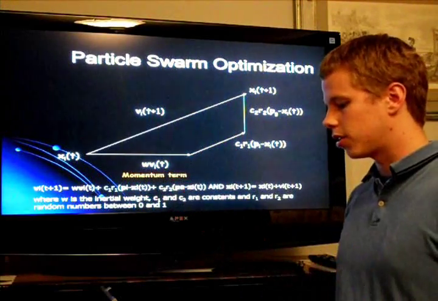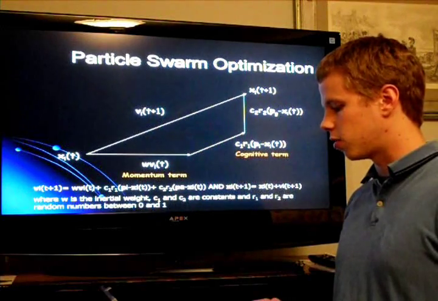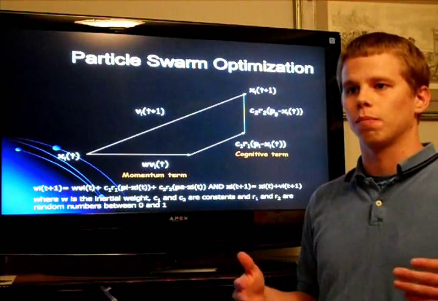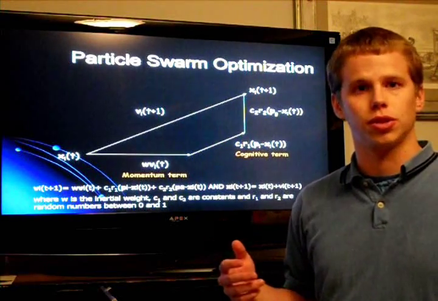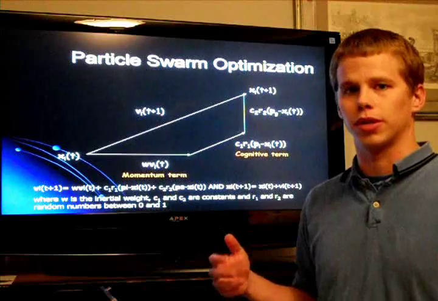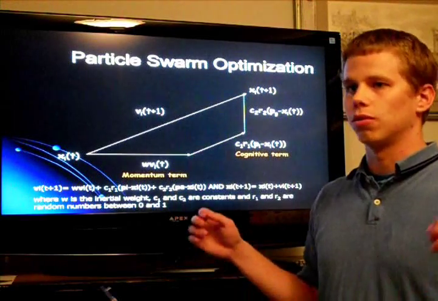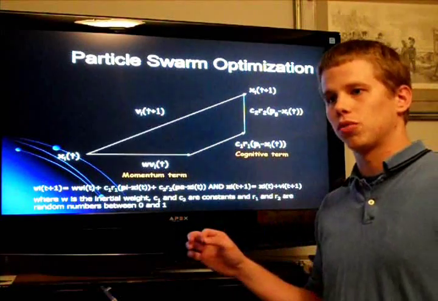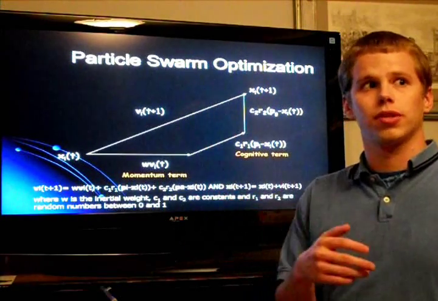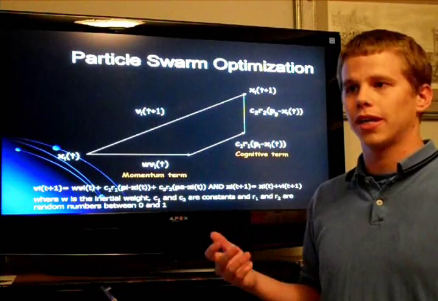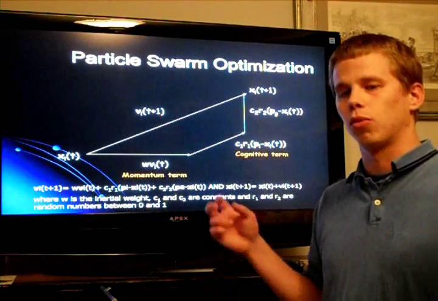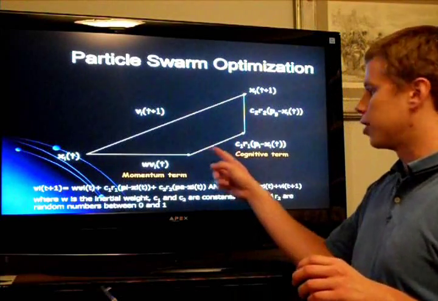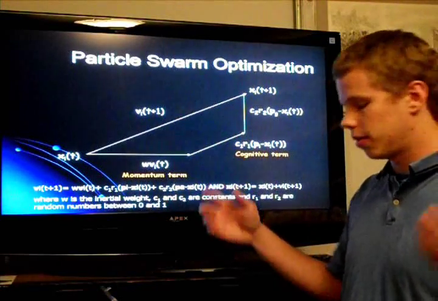The next term that judges where it's going to go is called the cognitive term. This is the term of the previous best solution of that particular particle. When a particle finds a best solution, then moves elsewhere and finds that its previous position was in fact better, it'll keep that as the p-best solution of that particle, and then it'll move back towards that position.